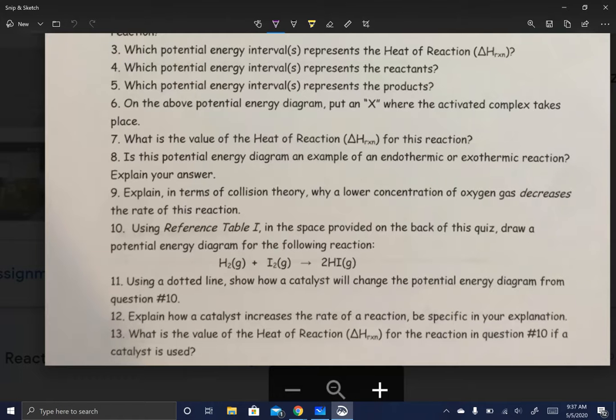What is the value of that for question 10? It's the same. So if this is positive 53, wait, over here. If this is 53 kilojoules, 53.0, this is gaining 53 to react. Whether you use the catalyst or not, it's still positive 53 kilojoules, right?